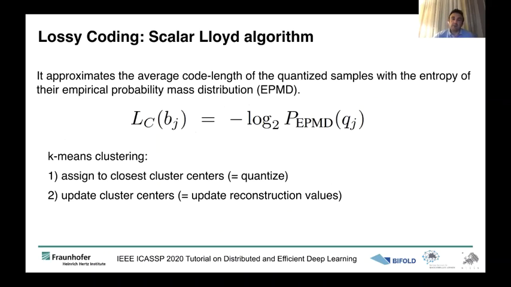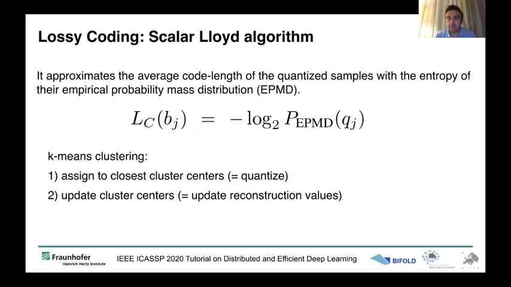There are many different options to do so. For example, the scalar Lloyd algorithm would give you a good solution in this situation. The scalar Lloyd algorithm approximates the average code length of the quantized samples with the entropy of the empirical probability mass distribution. It constructs the empirical histogram of the quantized samples, and then estimates the average code length based on that.